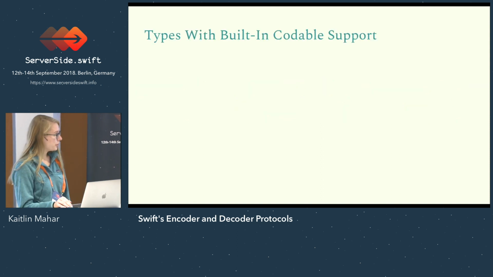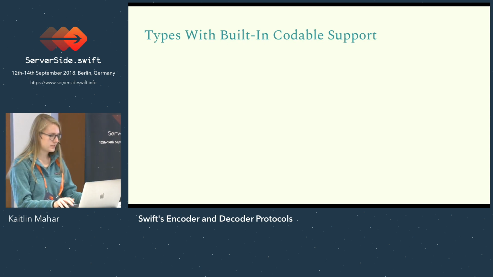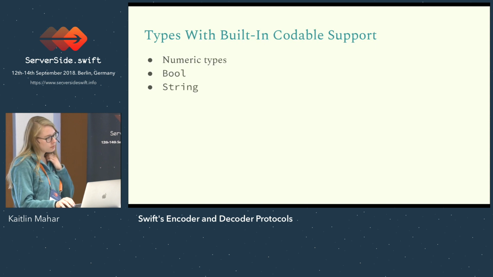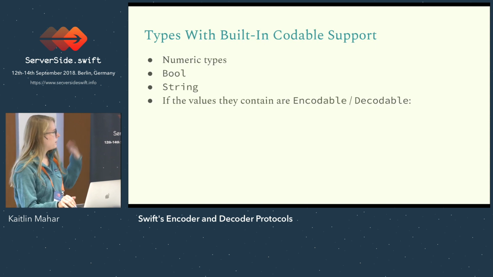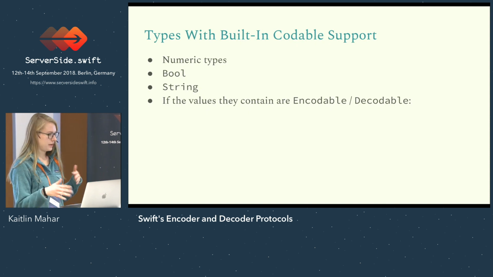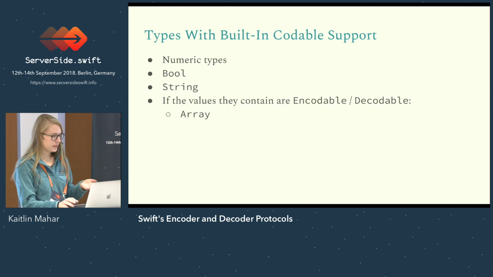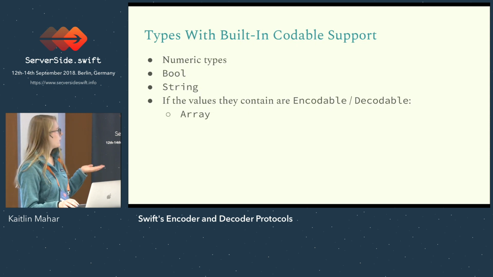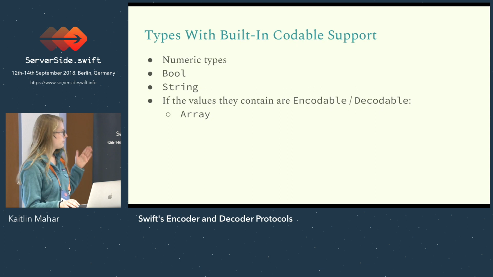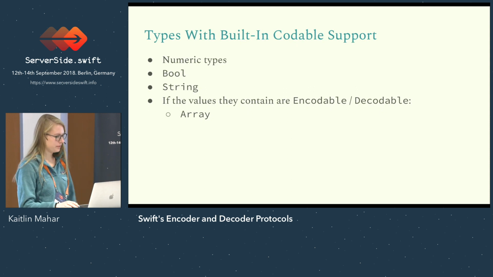A lot of types have built-in Codable support already, which makes it really easy for you to make most of your structs Codable out of the box. So all the number types, bools, strings, and then there are all these special cases where if the values they contain are encodable or decodable, then the type is too. Like an array: if all the elements are encodable, the array is encodable. The same is true if all the elements are decodable, then the array becomes decodable.